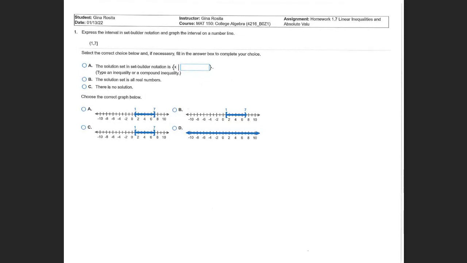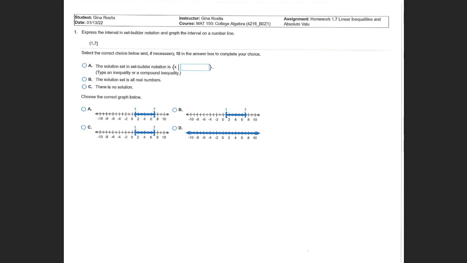Today we will do some examples for section 1.7 about linear inequalities and absolute value. Number 1, express the interval in set builder notation and graph the interval on a number line.